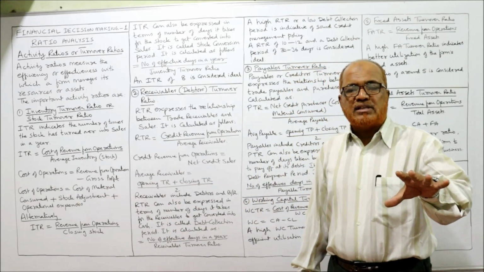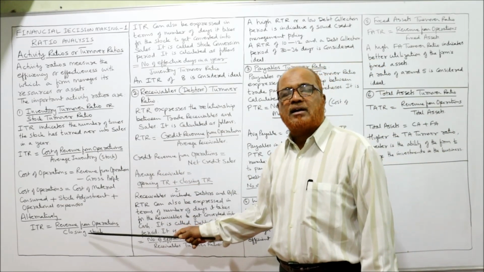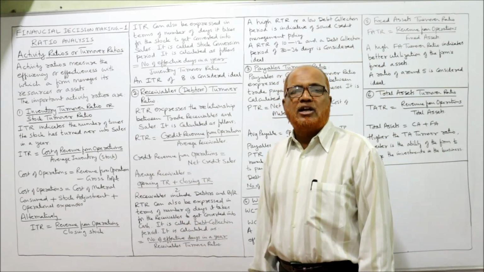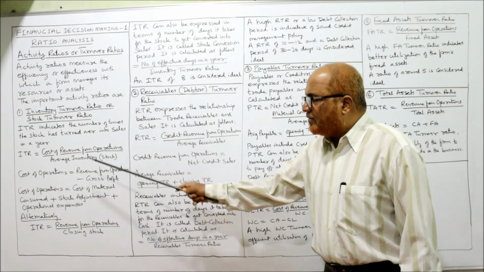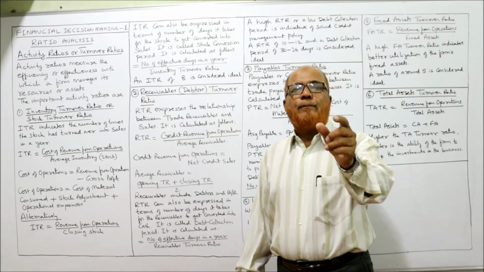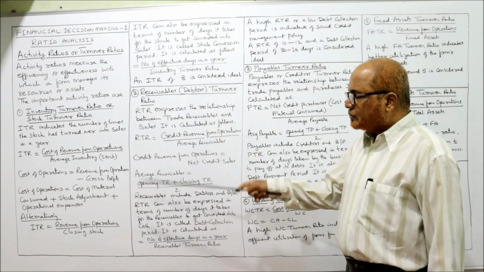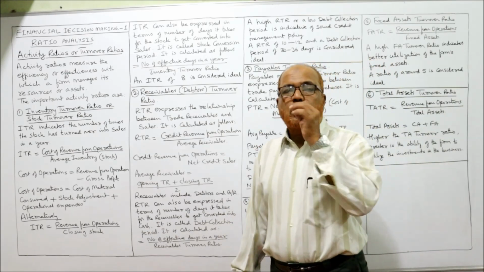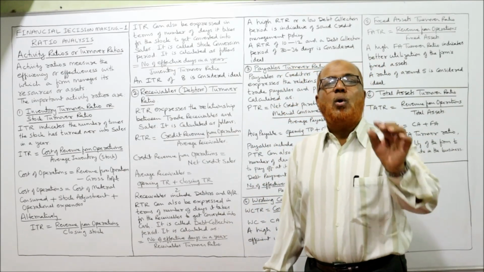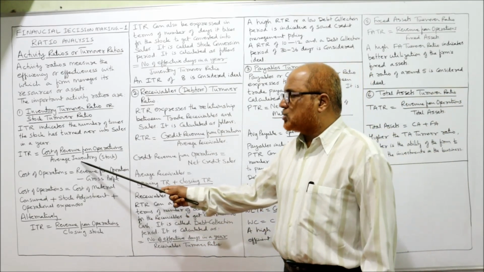So if we don't have sufficient information to calculate cost of revenue from operation, then we take revenue from operation, and the denominator is average inventory. Average inventory means opening inventory plus closing inventory divided by 2, or opening stock plus closing stock divided by 2, which is average stock.